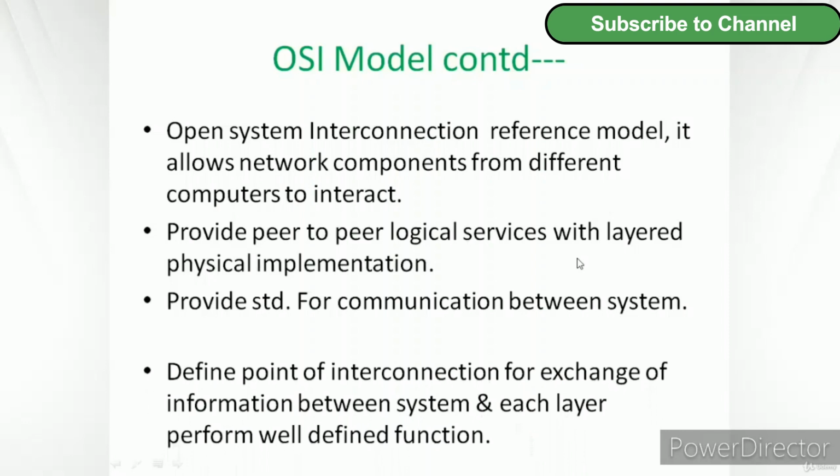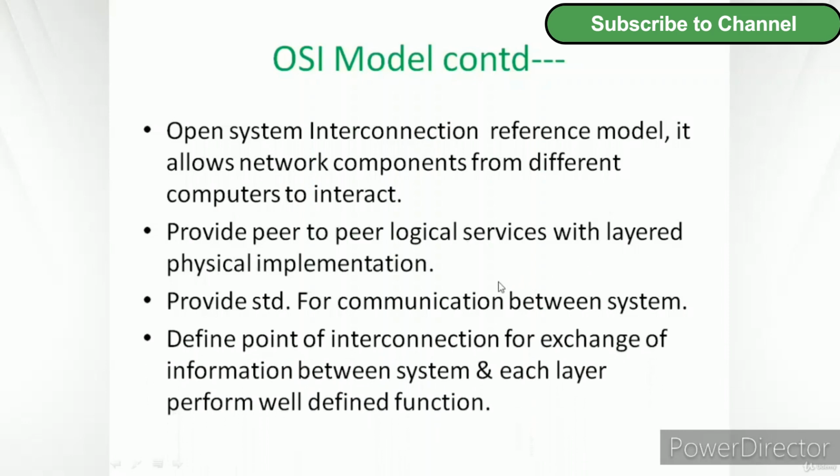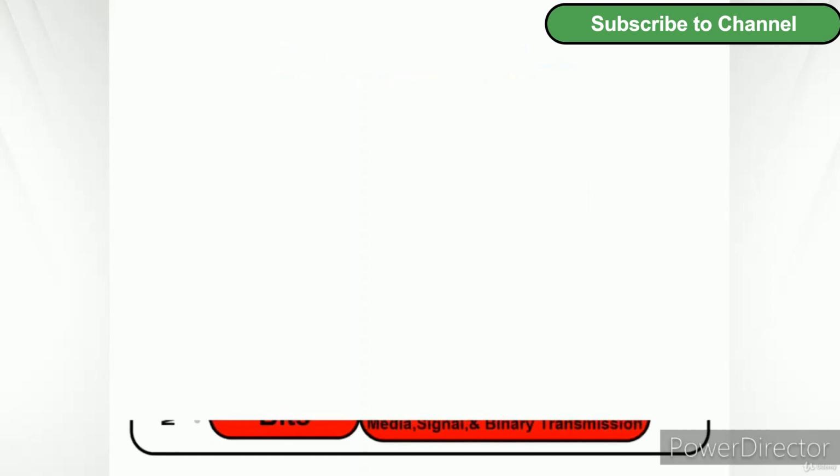It provides a standard for communication between systems. It provides the defined standard. Then it defines the point of interconnection for exchange of information between systems, and each layer performs a well-defined function. So it gives the point of exchange of information, and each layer has some defined function. Okay, so these are the details of the OSI model.